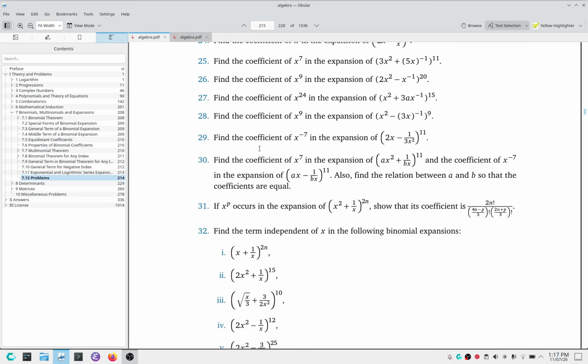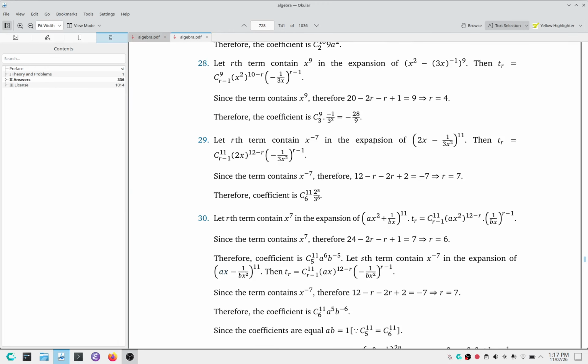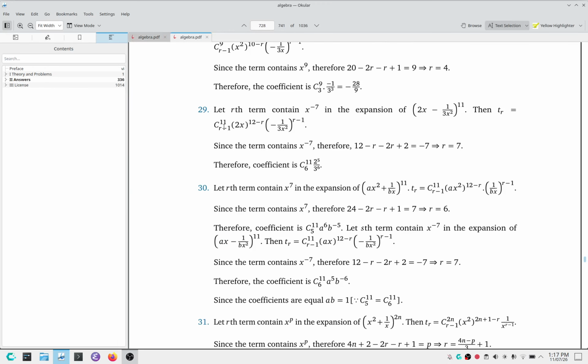Question 29 says find the coefficient of x to the power minus 7 in the expansion of (x minus 1 upon 3x squared) whole to the power 11. So in this case, our rth term is 11C(r minus 1), x raised to the power 12 minus r, (minus 1 upon 3x squared) to the power r minus 1.